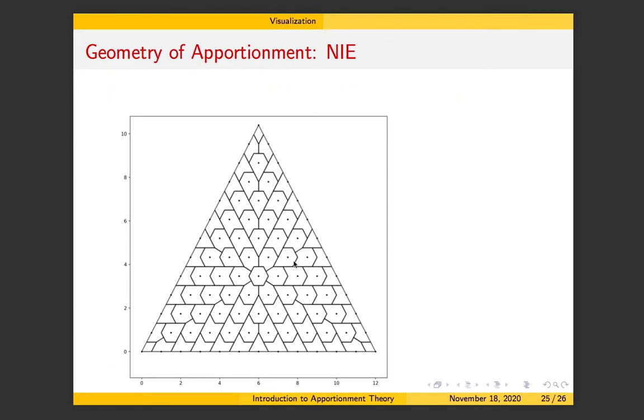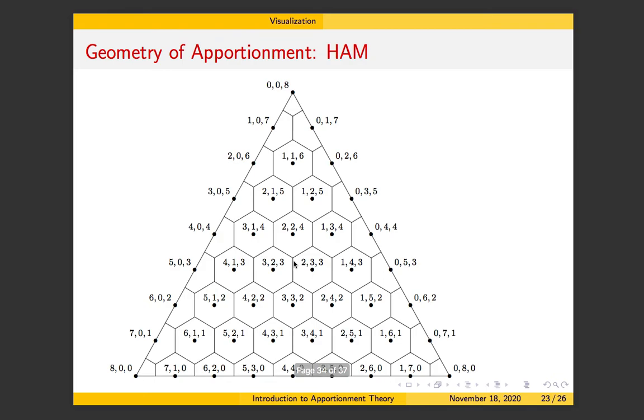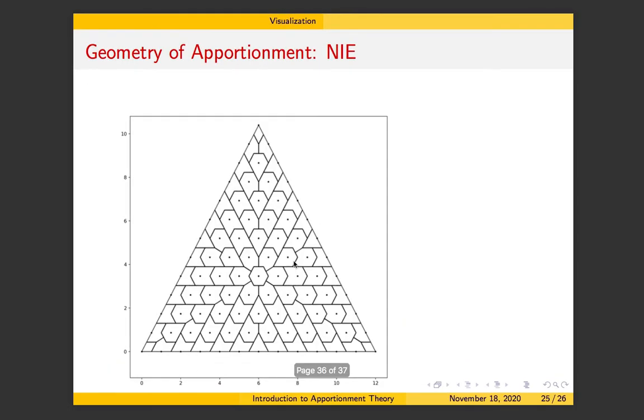So I guess I should just say, it's not clear why these pictures are true necessarily, right? You take them as a given. So this picture has been known since like the 1970s or something for Hamilton's method. This picture I made was not known until I made this picture. But again, I just made this. You don't have to worry about where it comes from.